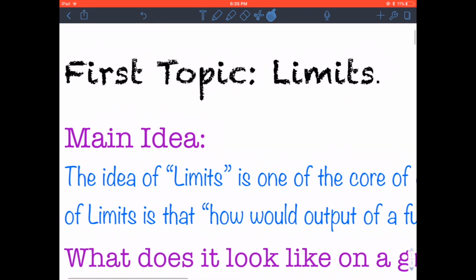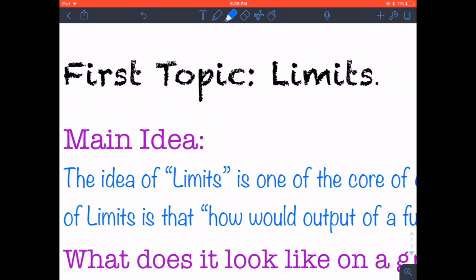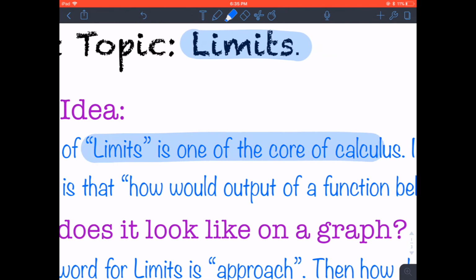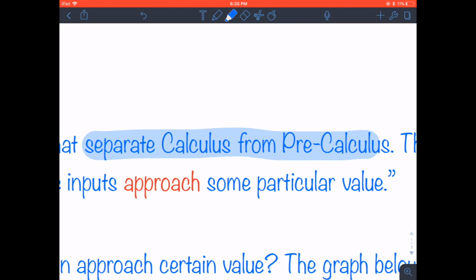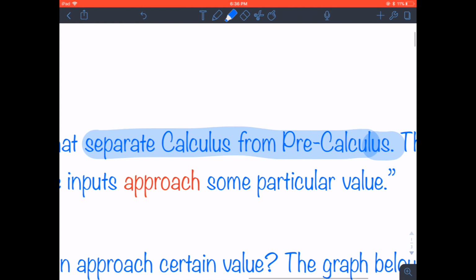Hello, today we'll be talking about limits. So, what is a limit? Well, limits are one of the core ideas of calculus, and they are also what separate calculus from pre-calculus. So what is this? Well, there's a keyword for the term limit.